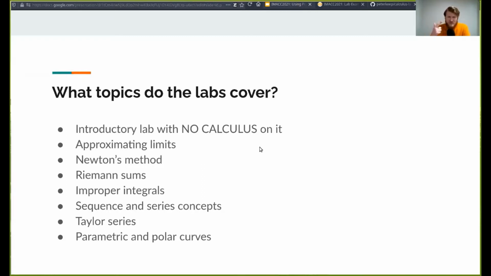For the actual calculus topics, I do a lot of limit approximations, whether that's looking at graphs or doing some numerical approximations with limits. Newton's method is a really great thing to do with a programming language for obvious reasons. It's super computational. Riemann sums for approximating integrals are really nice. I use that in Calc 1 and in Calc 2 when we talk about volumes and arc lengths and all that kind of stuff. Improper integrals I recently added into my Calc 2 labs, and that's been a lot of fun because an improper integral is a limit. It's really nice to go back and do some more limit approximation with those improper integrals.